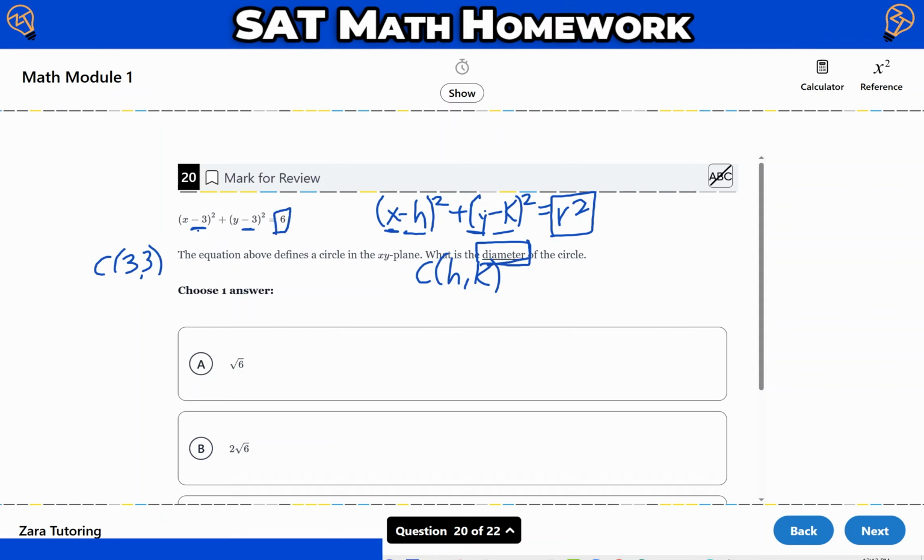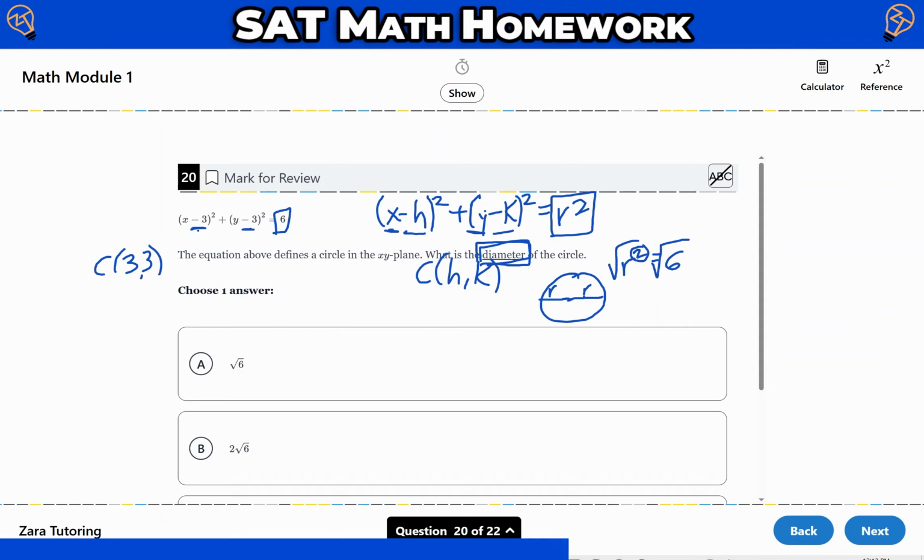Now we want the diameter, so we want to get clear on the relationship between radius and diameter. If we're looking at a circle, we know the radius is the distance from the center to any point on the circle. And 2 radii are equivalent to 1 diameter. So first, let's figure out what r is by taking the square root of both sides.